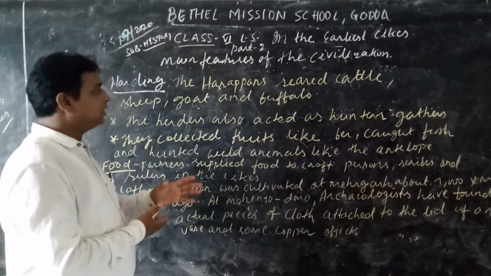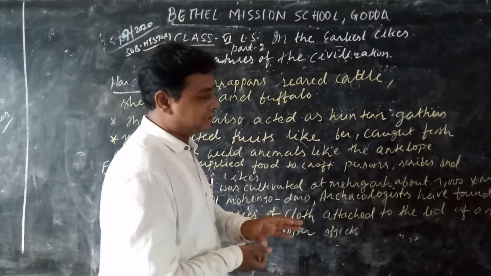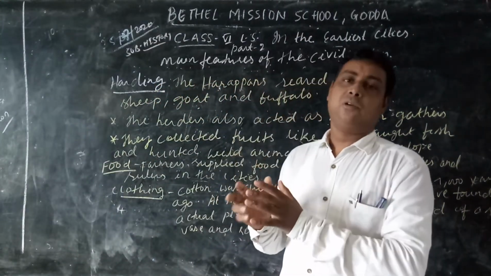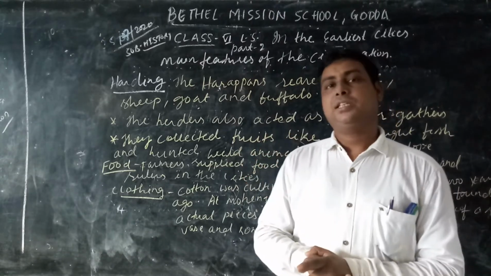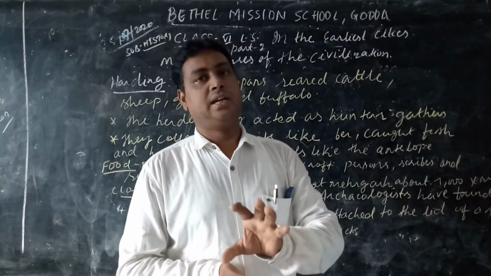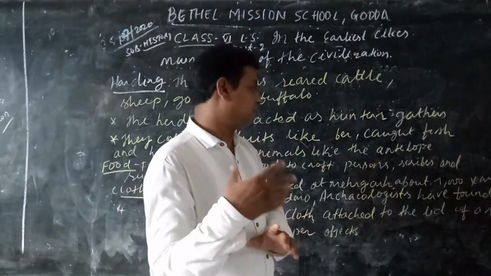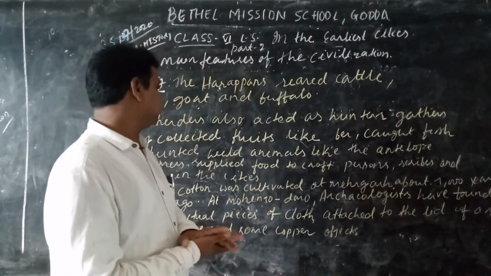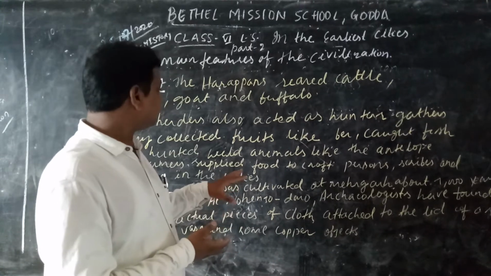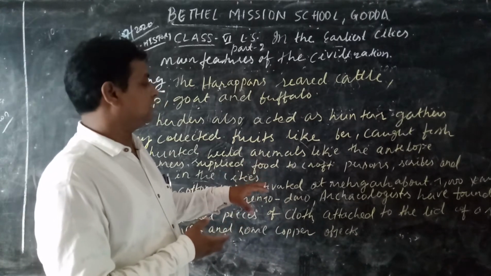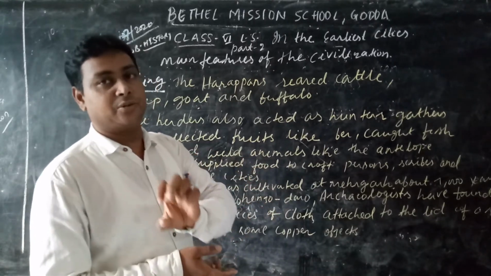If we talk about clothing materials, as we studied in the previous chapter, Neolithic people mainly used cotton clothes, and they also used cloth made of wool. Cotton was cultivated at Mehrgarh about 7,000 years ago.